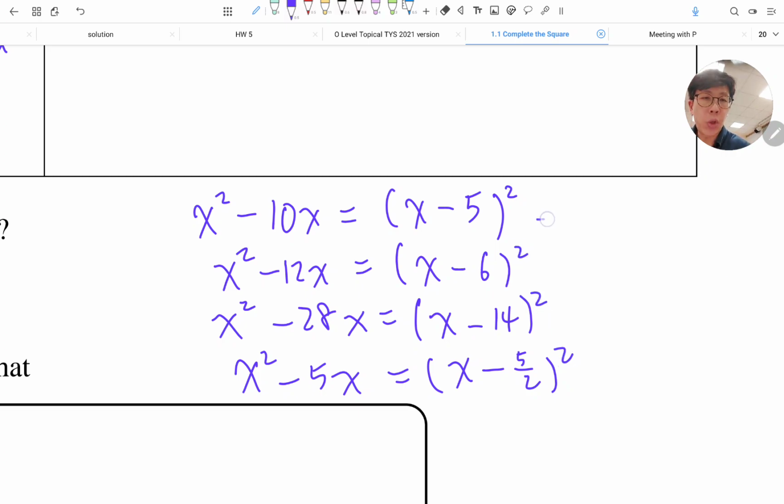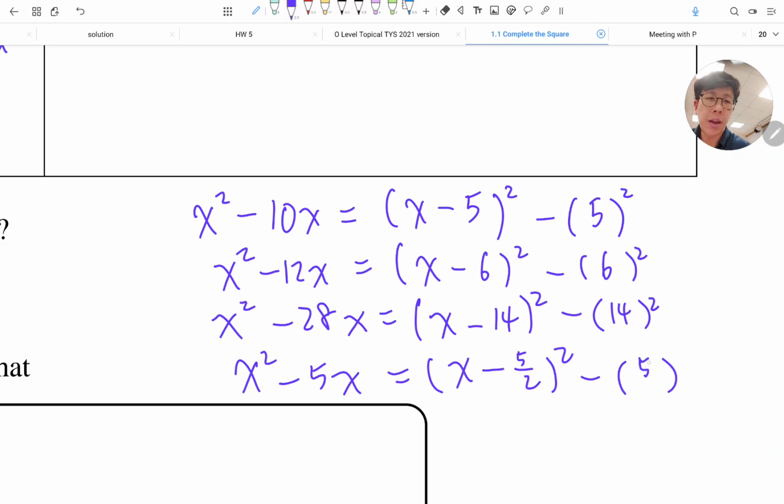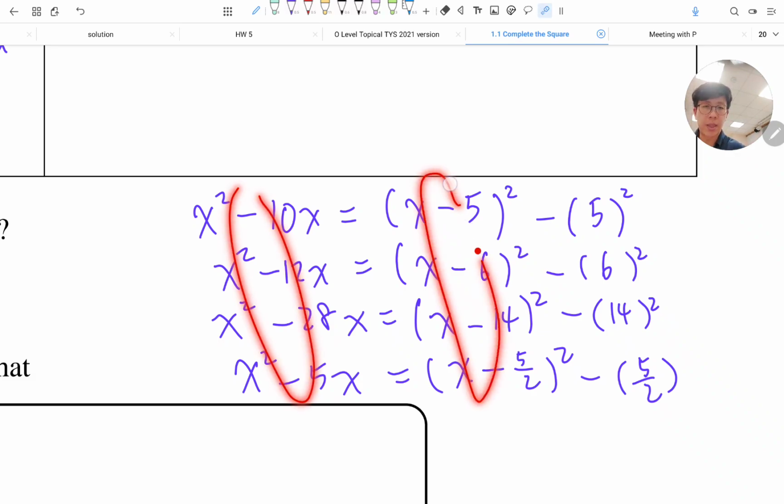And that is not complete. You must have a bracket squared, subtract it, minus bracket squared, minus bracket squared, and minus bracket squared. Now what number goes in? 5, 6, 14, and 5 over 2. So basically it's the same logic as the previous page, just that the only difference now is there is a minus here, which results in this minus.